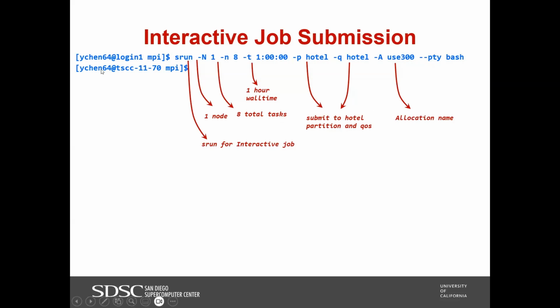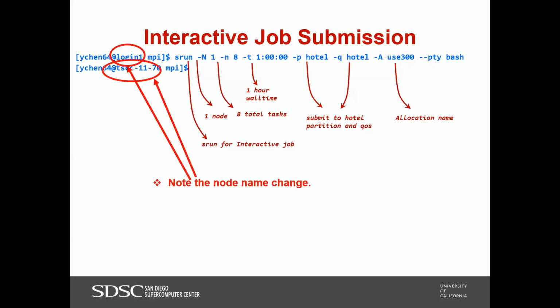And please note that once your job starts, you will not see any other outputs, but you can notice that the node name has changed. Before the job starts, it's the login node. But now, once the job starts, it changed to TSCC-11-70. That's one of the CPU nodes we have.